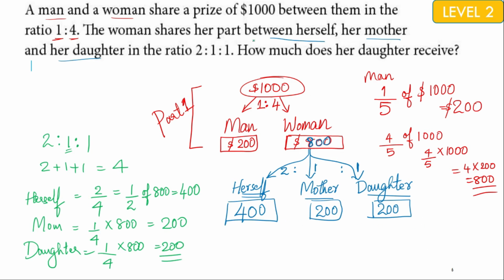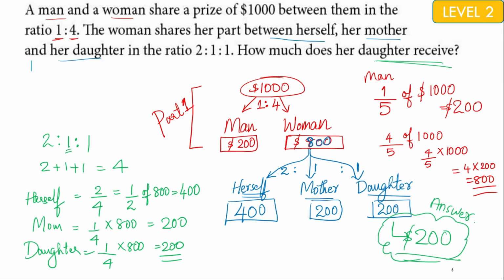Now the question is, how much does her daughter receive? So the daughter is getting $200. This is your final answer. Moving on to the next question.